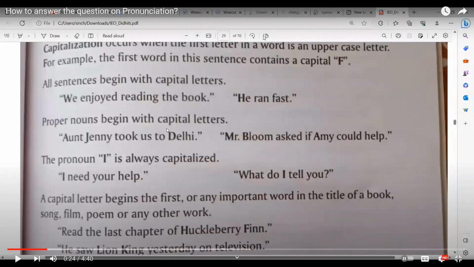Now, Shruti, do you know where we use the capital letter? Ma'am, proper noun. When we name a proper noun, the beginning letter is a capital letter. Anything else, Shruti? When we begin a sentence, we use a capital letter. When we use the word I, we always use the capital letter. Okay, can you tell me, Shruti, a sentence in which we can use the capital letter? Any sentence, beta?